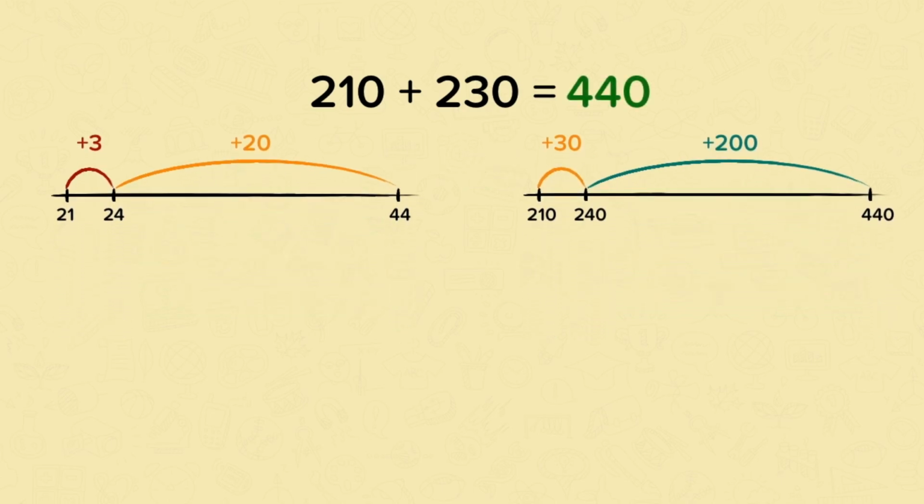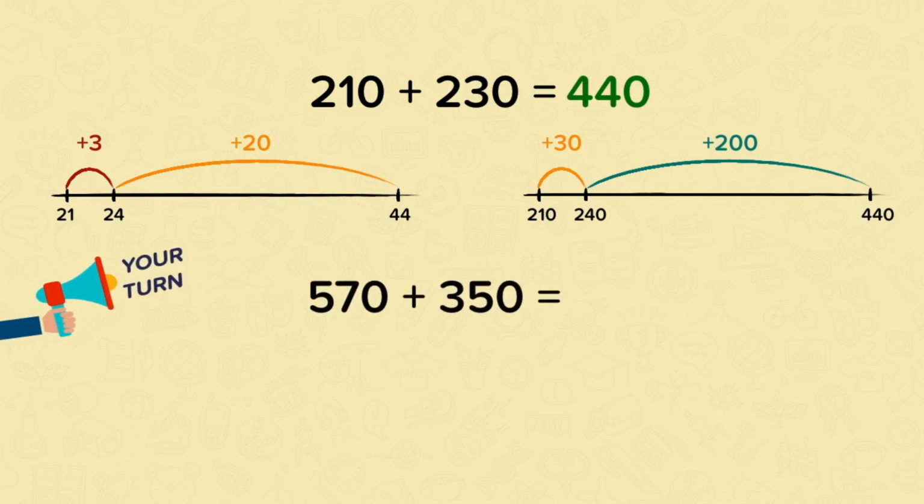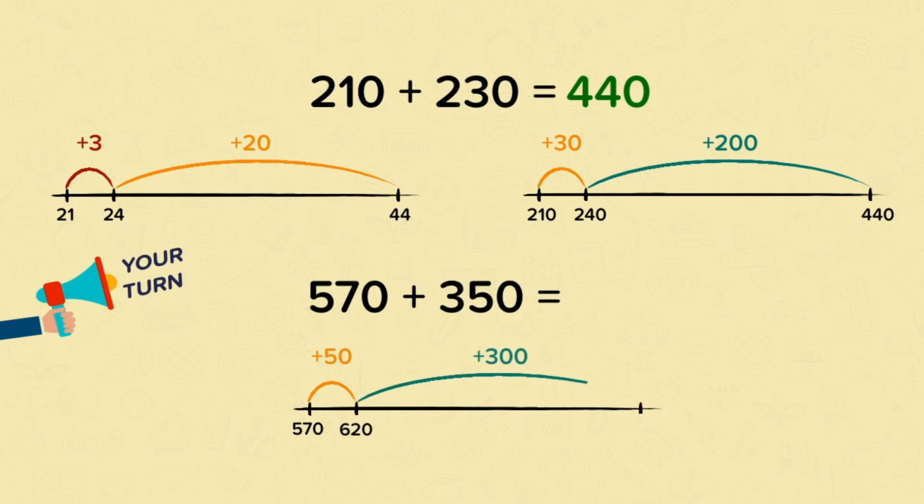Now it's your turn. See if you can calculate 570 add 350. Pause the video and have a go. Well done. Started at 570, added 50 in your head to get to 620, and then added 300 to get to 920. Well done if you got the answer correct.